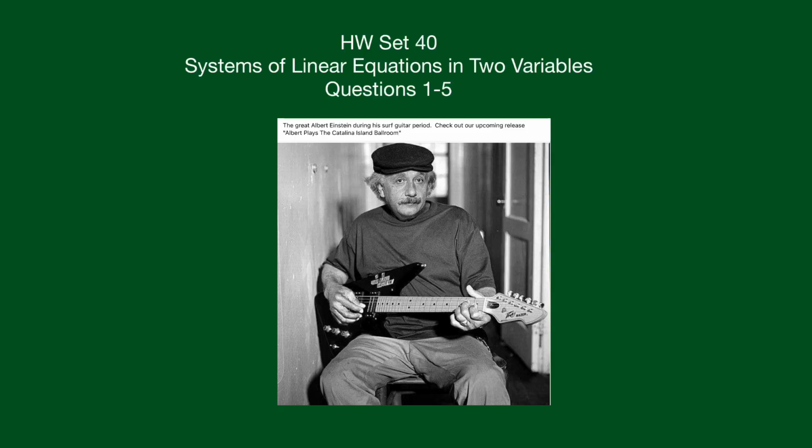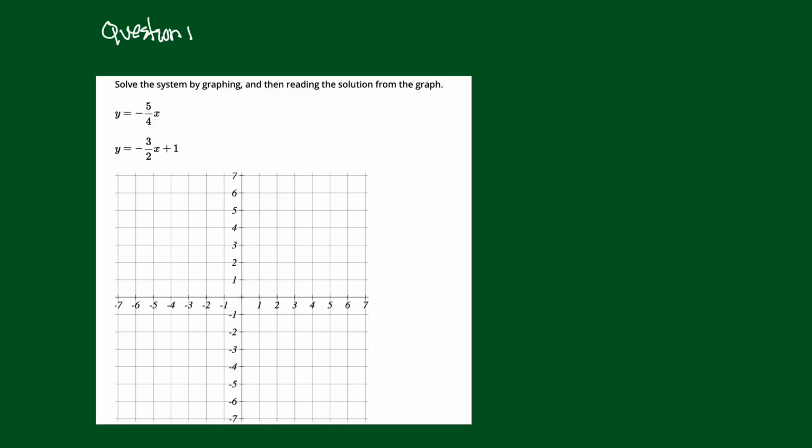This is homework set 40, Systems of Linear Equations in Two Variables. Question 1 asks us to solve this system of equations by graphing. So I'm going to graph both these equations. I'm going to call this one equation 1. This one here I'll call equation 2, and I'll graph them in different colors.